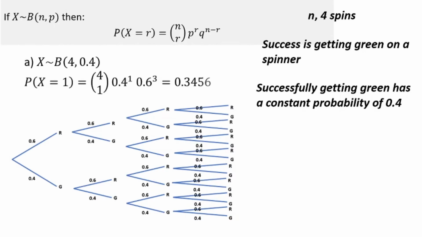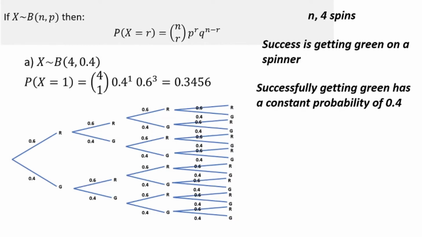Let's go ahead and substitute into the probability function. The probability that x equals 1. We looked at how to read this before. The probability that the total number of greens that I achieve when I spin a spinner 4 times will be 1 equals this statement. It's 4C1, 0.4, the probability of success, to the power of 1, 0.6 to the power of 3.